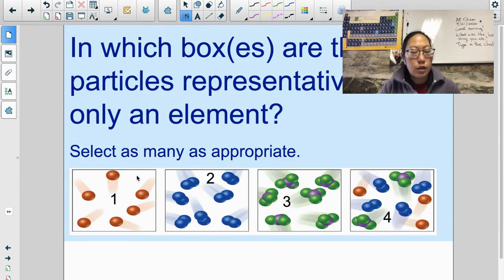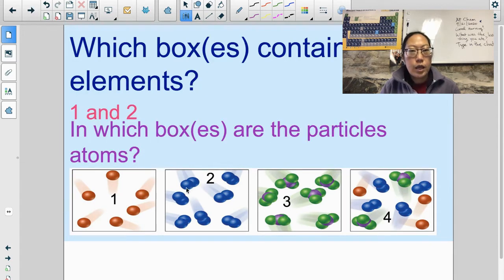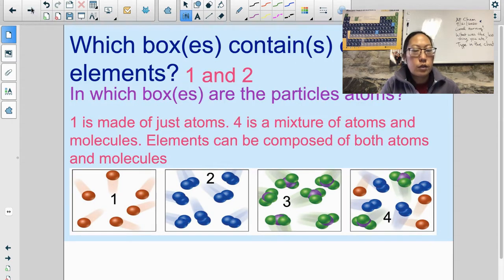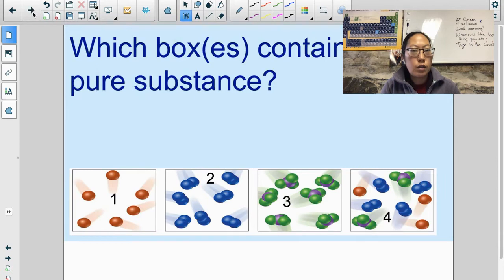Okay, so here, the only ones that are elements are 1 and 2. They're composed of only a single type of atom. So these are elements. Elements are pure substances that are composed of only single types of atoms. Right there's your answer. So which boxes contain only elements? And there's a little explanation there.